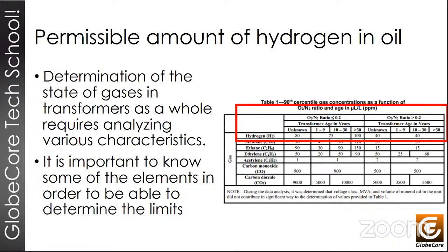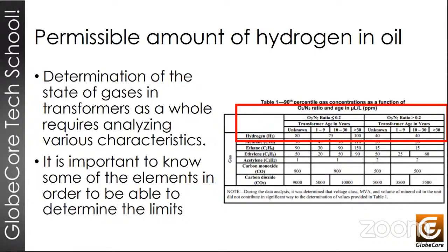For transformers where the ratio of oxygen to nitrogen is greater than 0.2, the maximum allowable value is 40 ppm. And with a ratio less than or equal to 0.2, there are three different acceptable values. For transformers whose age is unknown, we can have an acceptable maximum limit of 80 ppm; for transformers from 1 to 30 years old, the maximum value will be 75 ppm; and for transformers over 30 years old, we will allow 100 ppm.